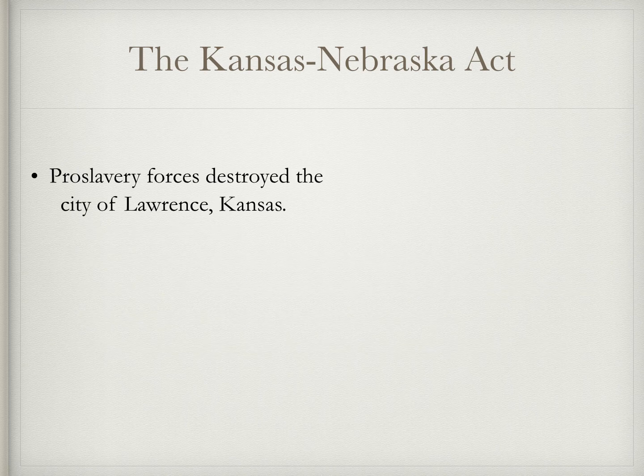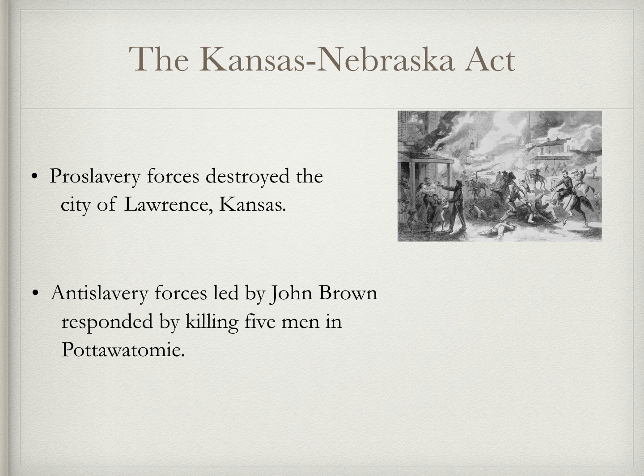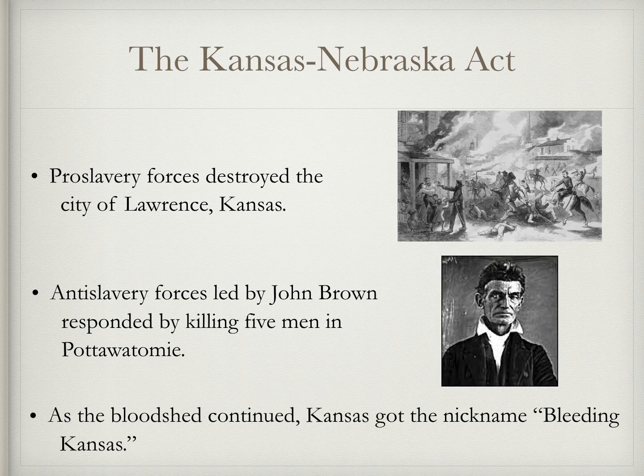Some examples of this, we have pro-slavery forces attacked the city of Lawrence, Kansas, and basically sacked the city. They basically burned the city down. In response to that, we have anti-slavery forces led by John Brown, massacring 5 individuals in Pottawatomie, Kansas. This is the Pottawatomie Massacre. So as the bloodshed is continuing, Kansas gets the nickname Bleeding Kansas. And we're really seeing now that the tensions between the North and South are not going to be resolved with compromise. Instead, we're seeing a significant amount of conflict.